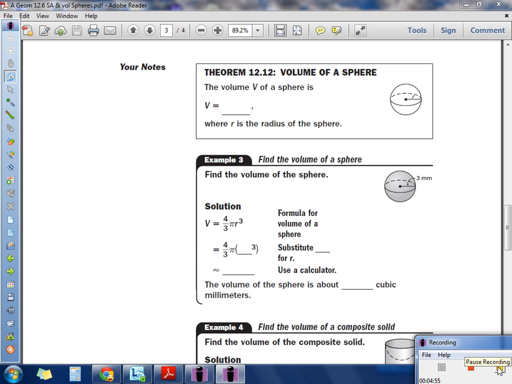Now we're doing something different. Now we're doing the volume of a sphere. This formula is definitely different than the surface area formula. It's going to be 4/3.